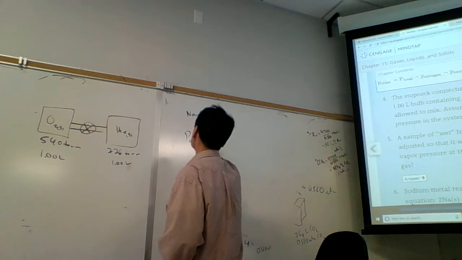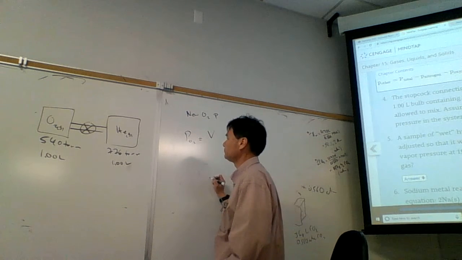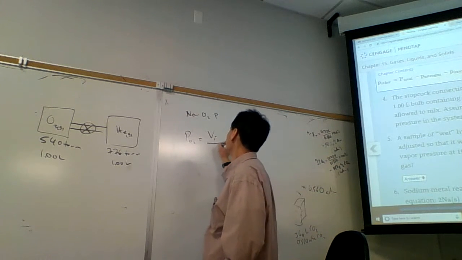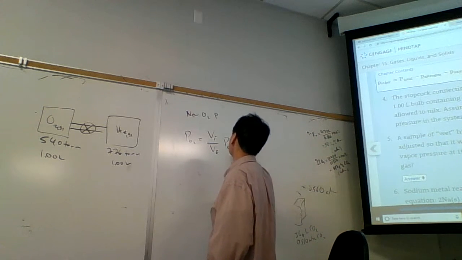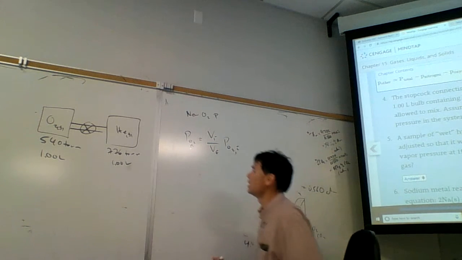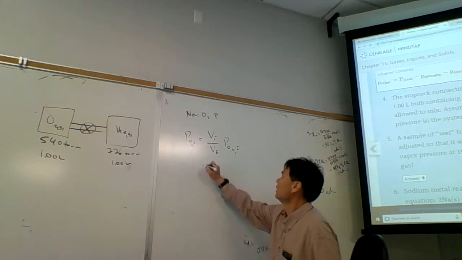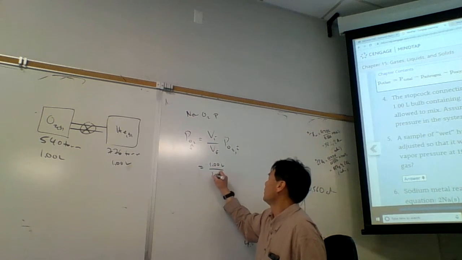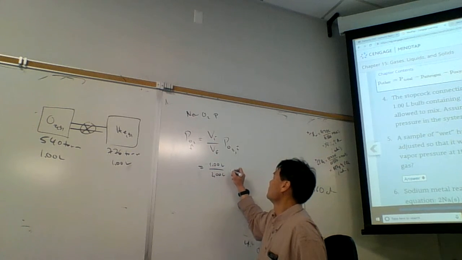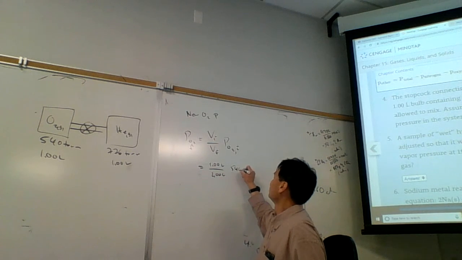The pressure of oxygen is equal to V initial over V final times the pressure of oxygen initial. And so this is the final pressure of the oxygen. The initial volume of the oxygen is 1.00 liters. The final volume of oxygen is going to be 2.00 liters. The initial pressure was 540 torr.